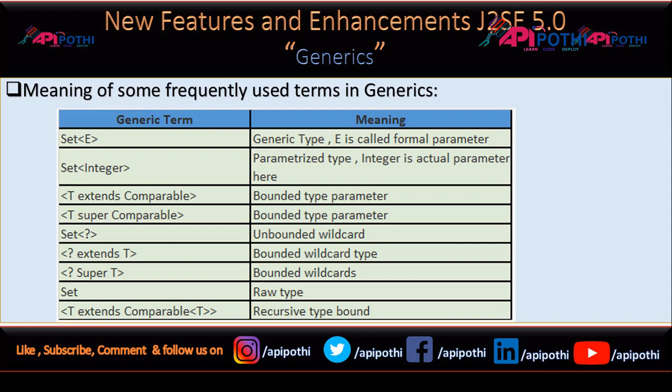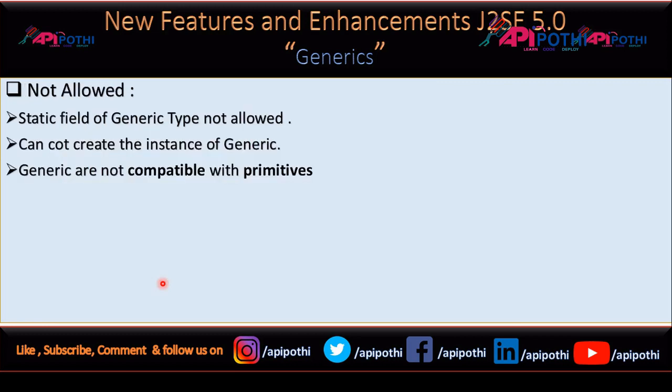So the meaning of some frequently used terms in generics. If you have Set and E, E is called a formal parameter. If you have Set Integer, you are telling that the set is of integer type, whereas this one is a set of any type. And this T extends Comparable means this is a bounded parameter type, meaning it extends from Comparable, and it is the super type of this wildcard. I will tell you, not in this video but in the next video, since my video has got long.